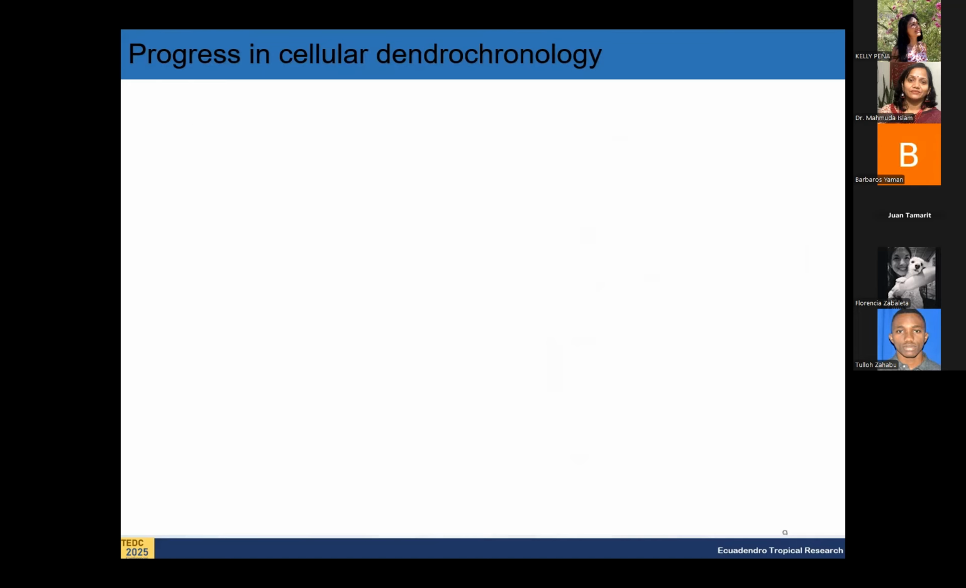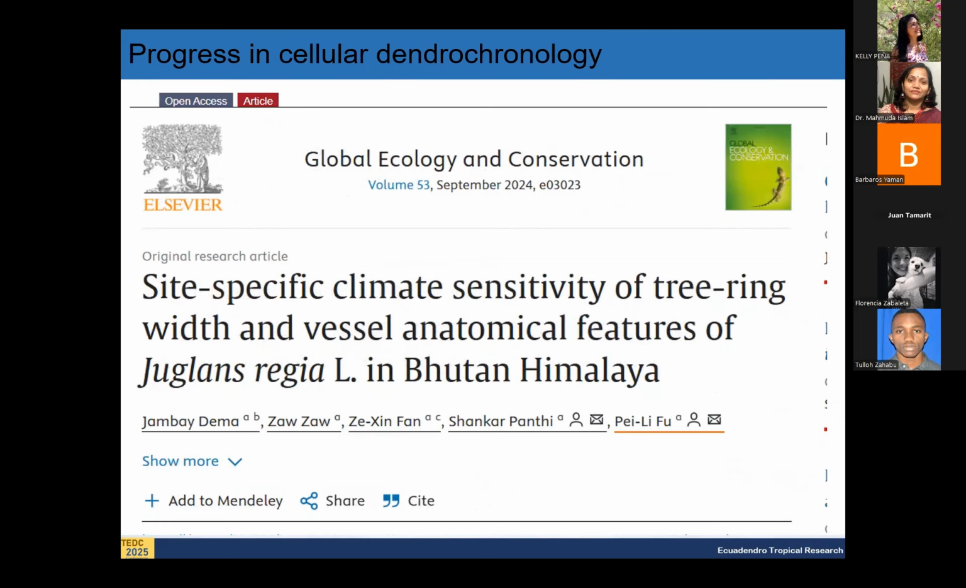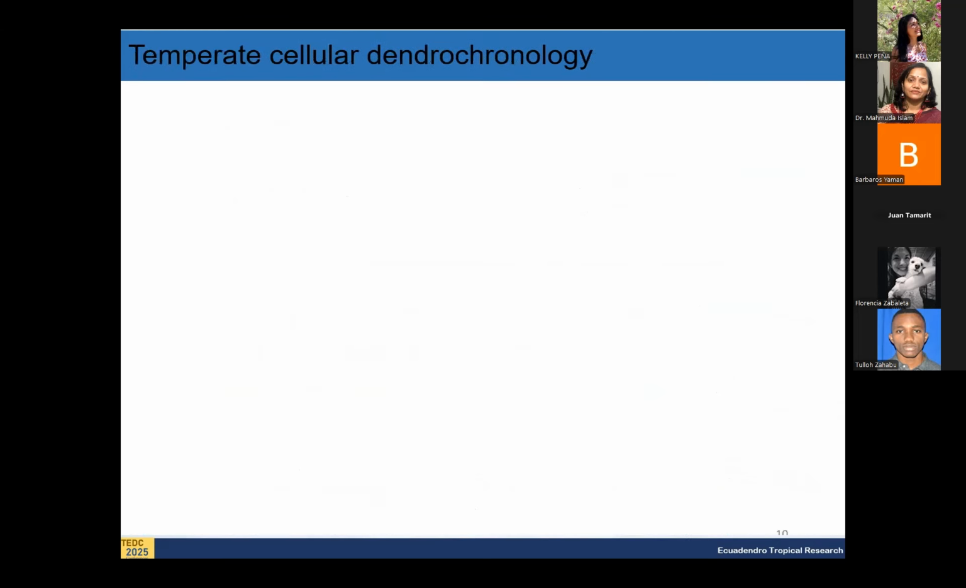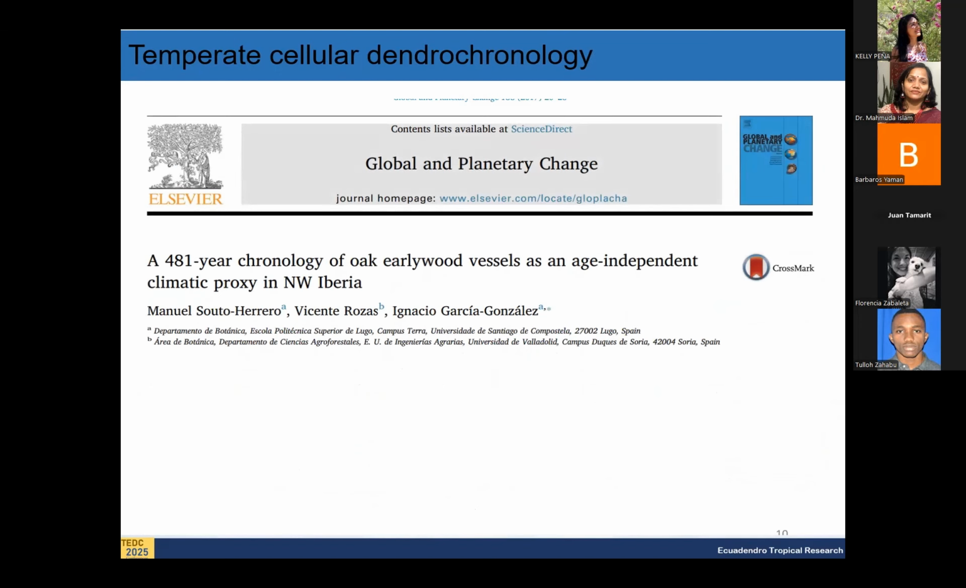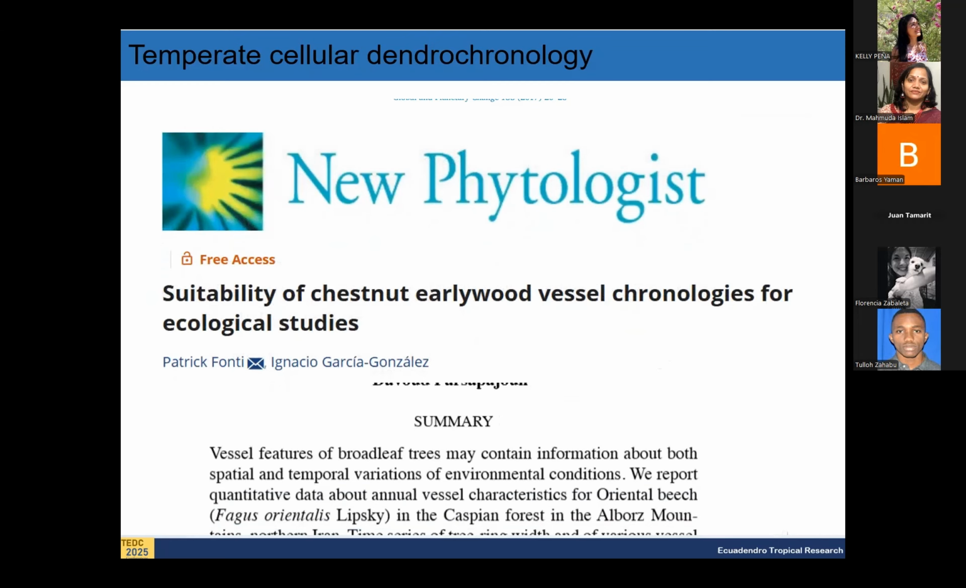And then recently some chronologies of wood anatomical features, mainly vessels, were developed in Mexico, Peru, and the Bhutan Himalaya. They did some cellular dendrochronology in the tropics. Even in the temperate region, cellular dendrochronology was successfully applied to a limited number of species, including oak, beech, chestnut, and several pine species. Temperate is also limited to some species, not so many species in the temperate region.